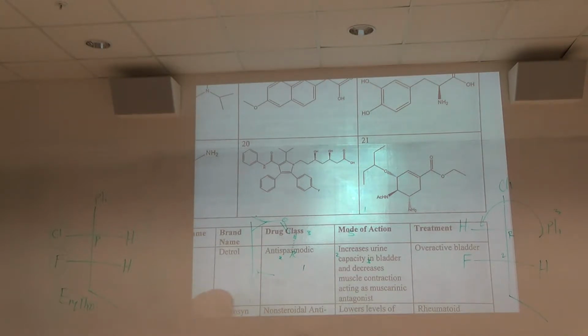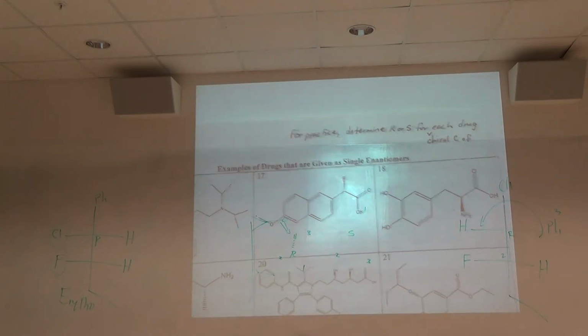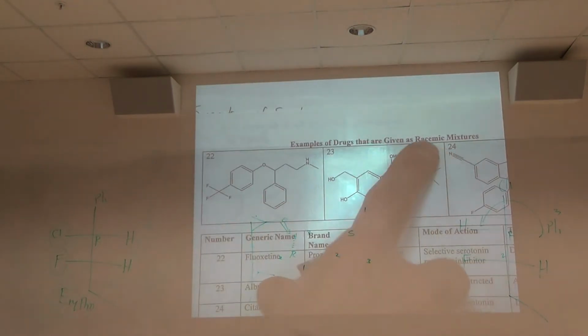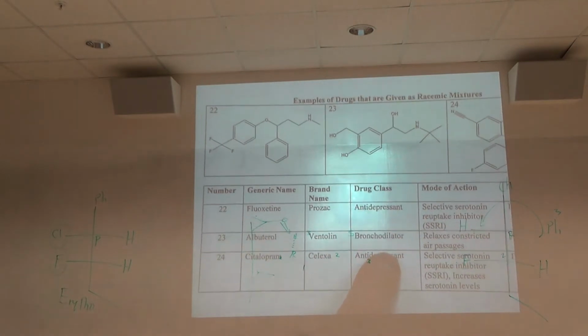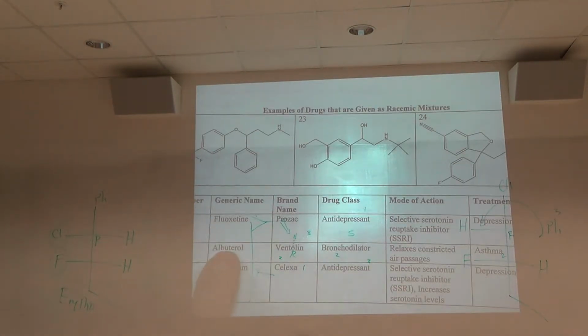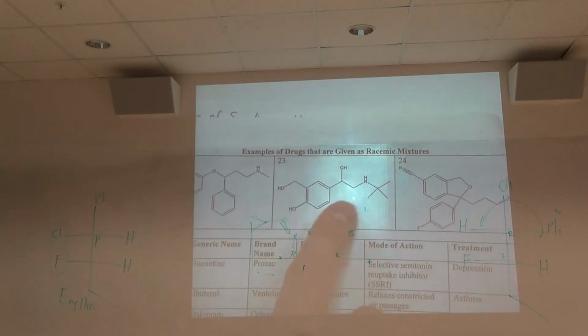There's some others over here. You can determine R and S for practice. Those are given as individual enantiomers. These drugs over here are given as racemic mixtures. Like albuterol, used for asthma. Okay? It is given as a mixture of enantiomers.